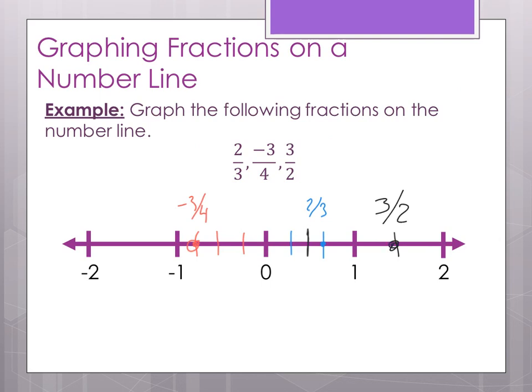A good thing to note is that our proper fractions, the first ones that we had, the 2/3 and the -3/4, are always going to be less than 1, or if they're negative, greater than -1. Improper fractions, like 3/2, are always going to be more than 1.